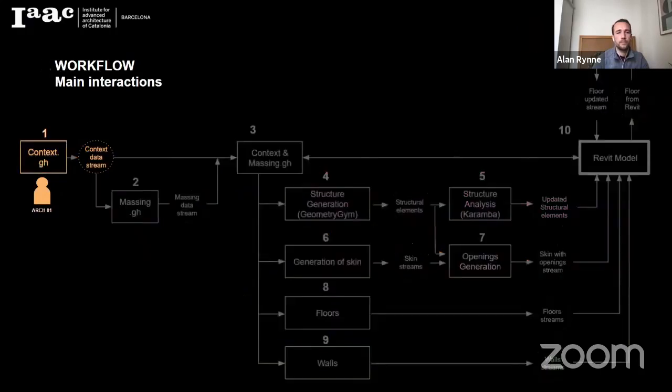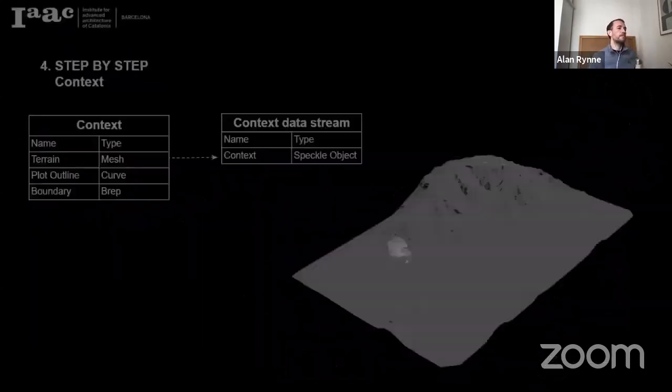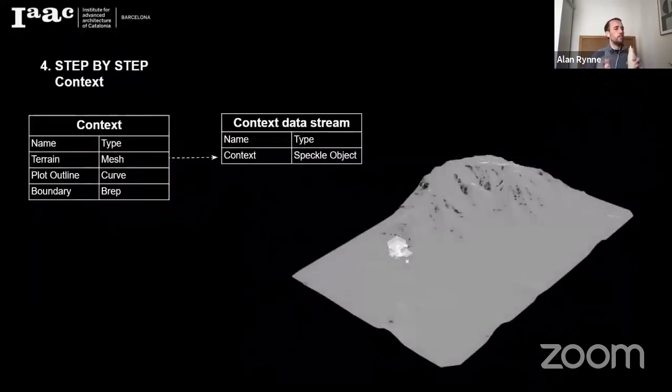The first step was dealing with a context file. It was a Grasshopper file containing a terrain, the plot and the boundary as a mesh, and the curve. The first stream was converted to a Speckle object.